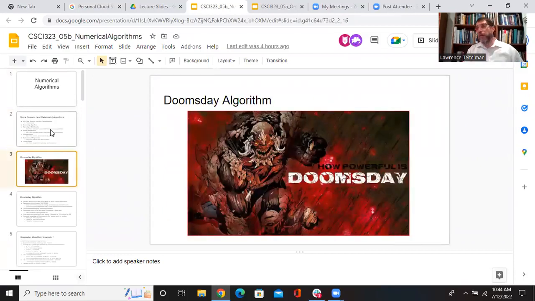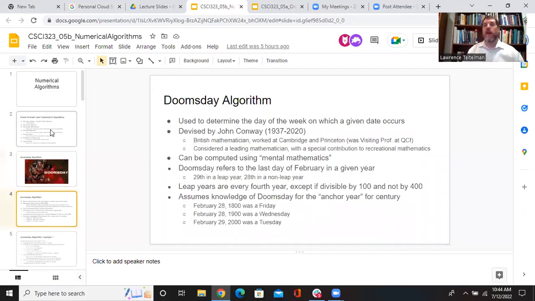I first learned about it from the inventor of the Doomsday algorithm himself, a person by the name of John Conway. John Conway was a British mathematician, and later in life he went to Princeton University, and he was a visiting professor at Queens College. I would say about 10 years ago, maybe a little more. He gave a lecture at Queens College on calendar algorithms, and he started with the Doomsday algorithm, and he did some other algorithms.